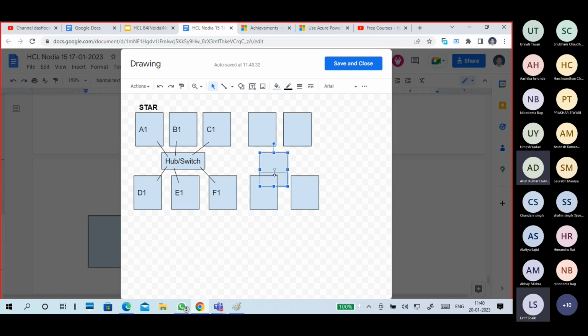What is scalability? Ability to increase your infrastructure size. It means I have a larger number of devices. So how to connect 100 devices in the same LAN? How to connect? The switch port count is very limited. For hubs or switches, the port numbers are limited, but still we can do it by connecting like that.